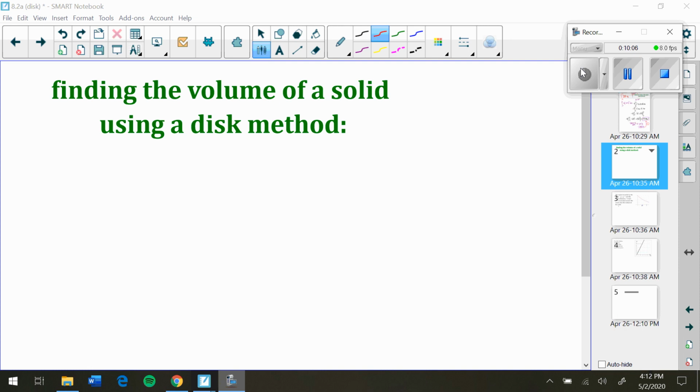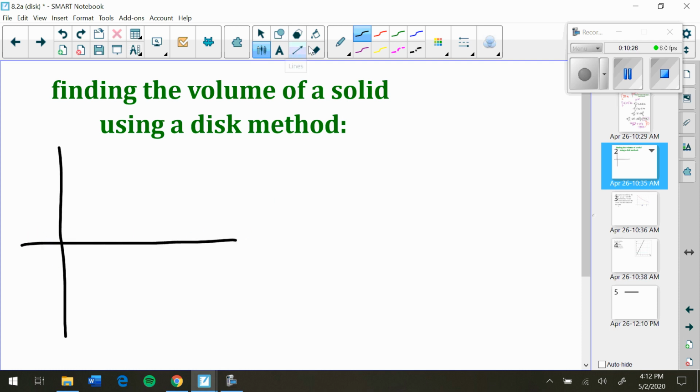Let's generalize what we just did. So finding the volume of a solid using the disk method. I'm going to draw us a little picture. Oh, I don't want red. I guess it doesn't really matter.